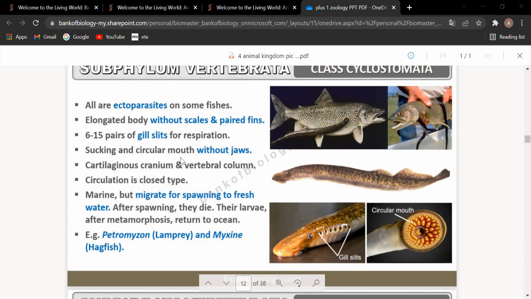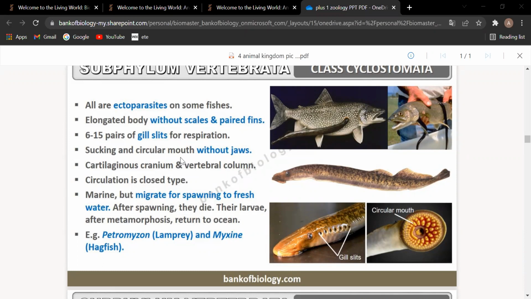So what is happening now? Circulation is of closed type. Marine, but they migrate for spawning to fresh water. After spawning, they die. Their larvae, after metamorphosis, return to the ocean. So look at the beauty of it. Their parents are marine. They come to the fresh water to lay the eggs. Once the eggs hatch out, the larvae again move back to the marine water. They again go back to the oceans.